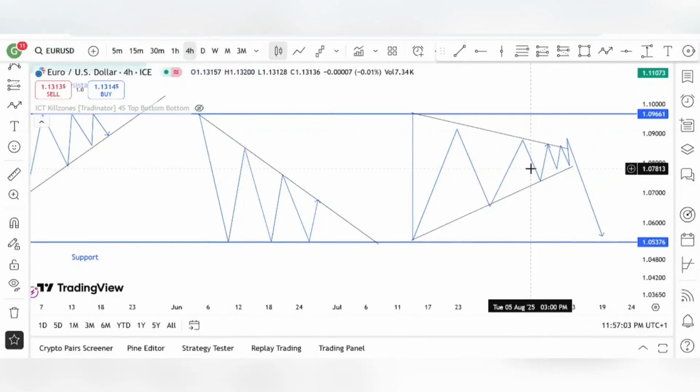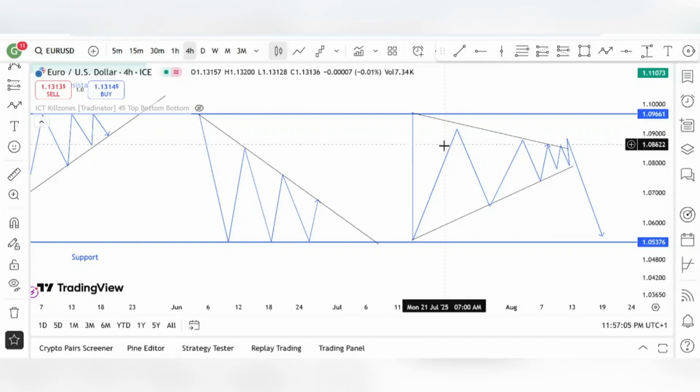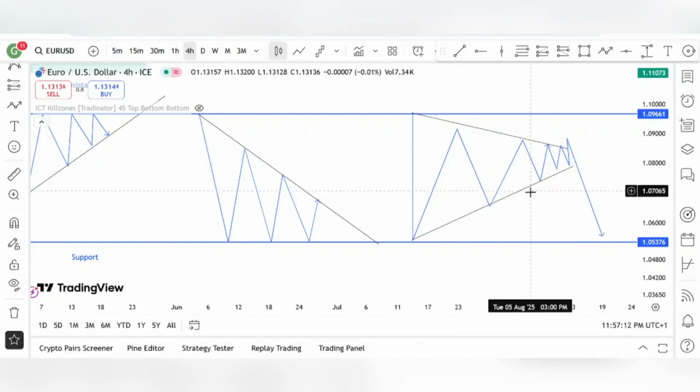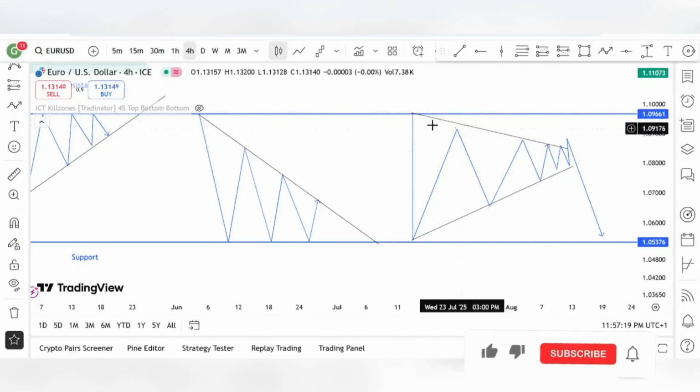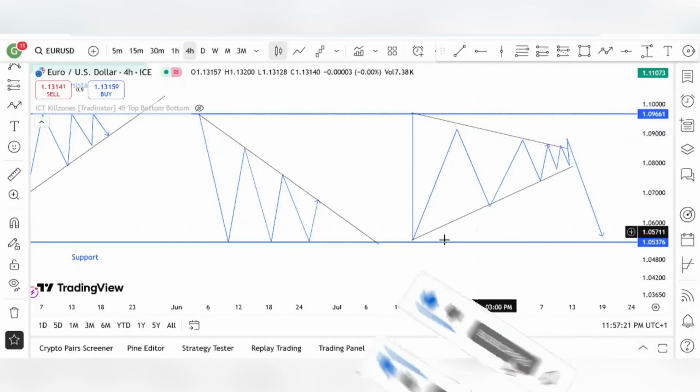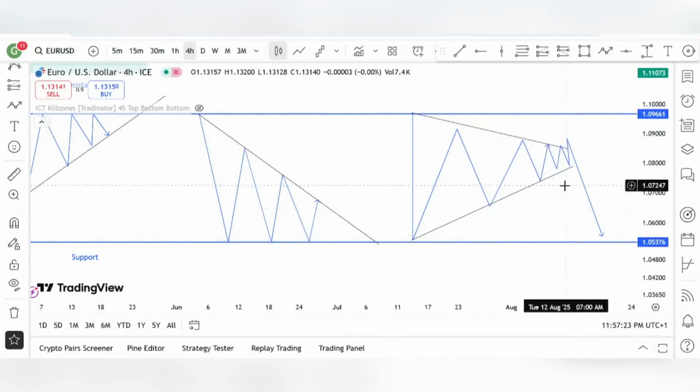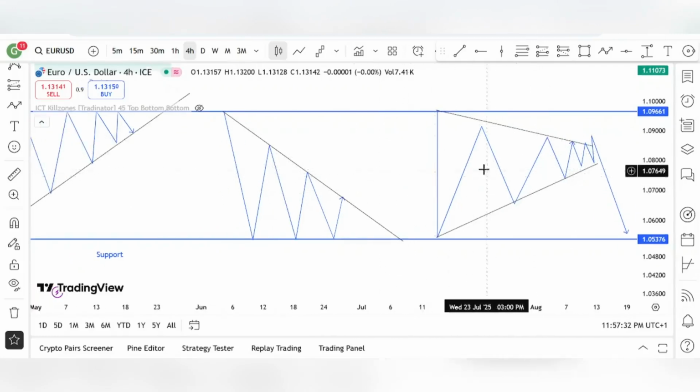And then symmetrical. In symmetrical, it makes lower highs, that is a descending trend line placed above, and then higher lows, an ascending trend line placed below. So take note of this. In this kind of market, you just want to wait. The best entry model is to wait for the breakout, except you want to catch the move.